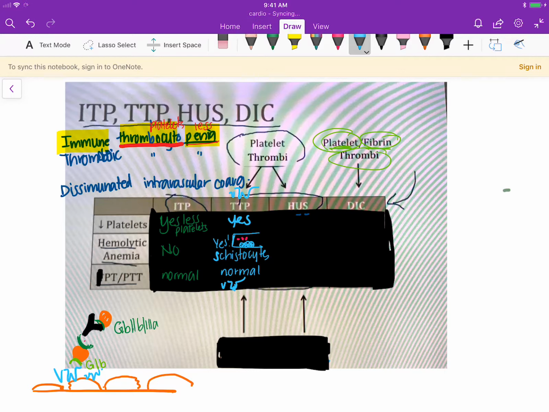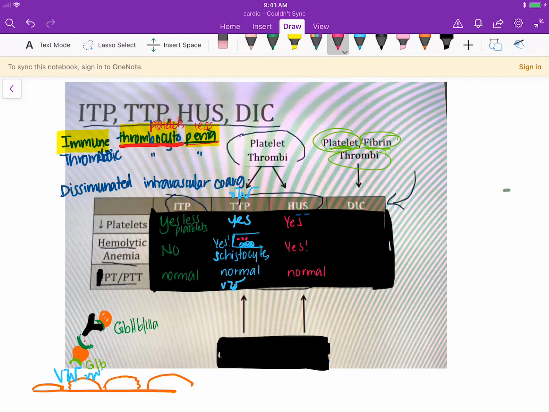Now let's talk about HUS, hemolytic uremic syndrome. Uremic means something related to the kidney, okay? Hemolytic tells you we're lysing something, so immediately you know that you're going to have hemolytic anemia. Yes. Are you going to have a decreased number of platelets? Yes, because remember, this is a platelet disorder, so yes, you are going to have less platelets. What's happening to the PT or PTT? Again, nothing to do with the coagulation factor. So is it going to be normal? Yes, it's going to be normal.